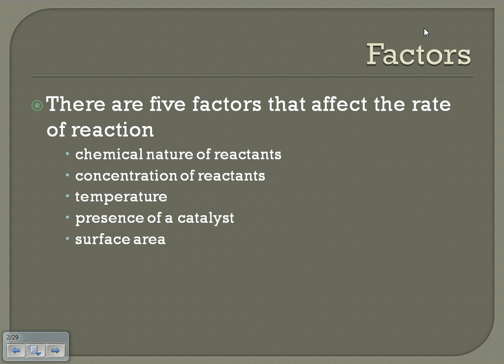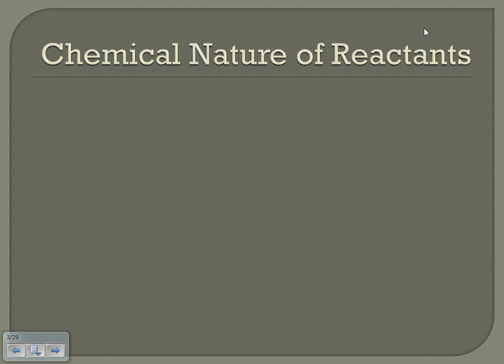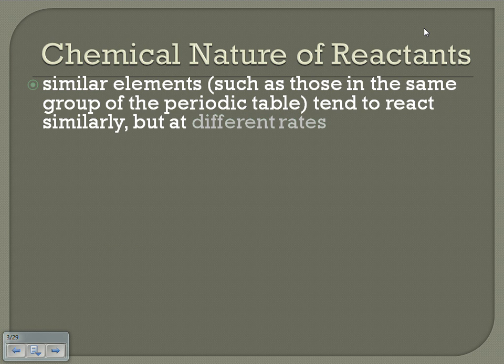So we're going to go through each one of those factors individually and in a little bit more detail, and then hopefully you'll be able to understand a little bit more about reactions and their rates. So the first one is chemical nature of reactants. Firstly, similar elements, such as those in the same group of the periodic table, tend to react similarly but at different rates.